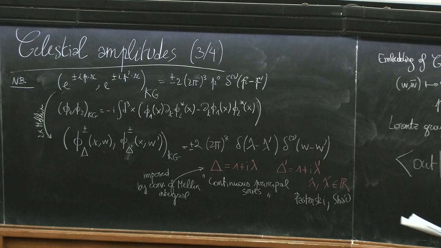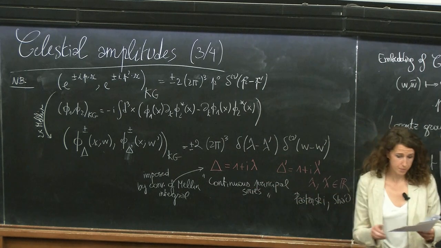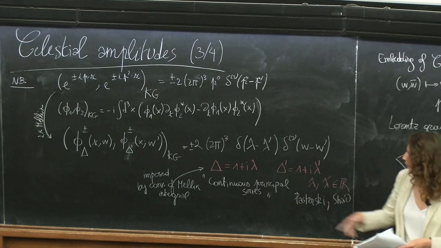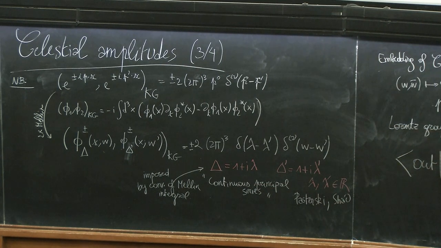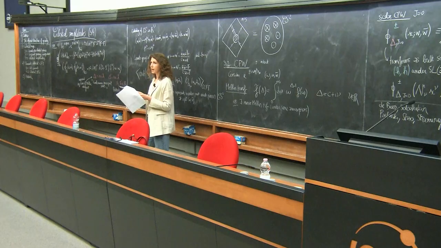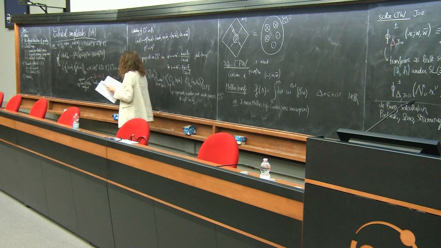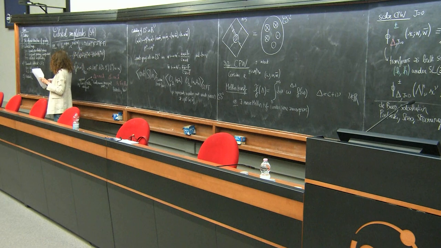But in general, you might wonder what happens if I go off the principal series. So if I take the real part of delta to be 2, for instance, this is also a very interesting thing to look at. As we will see, the stress tensor obviously lies outside this principal series, and we will come back to that when I talk tomorrow about 2D currents.